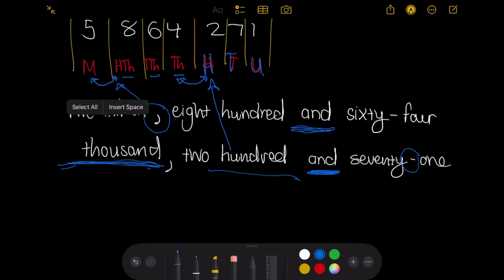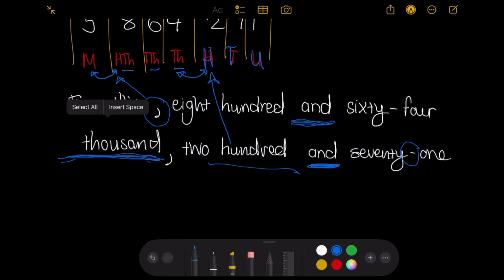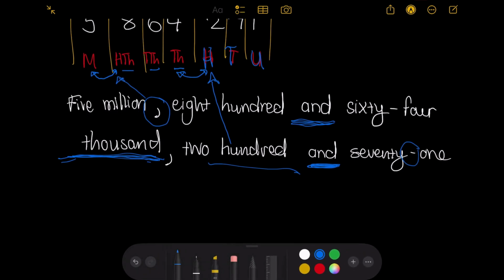So then let's look at another example. And let's think about the case where we have the number 5,008,000.